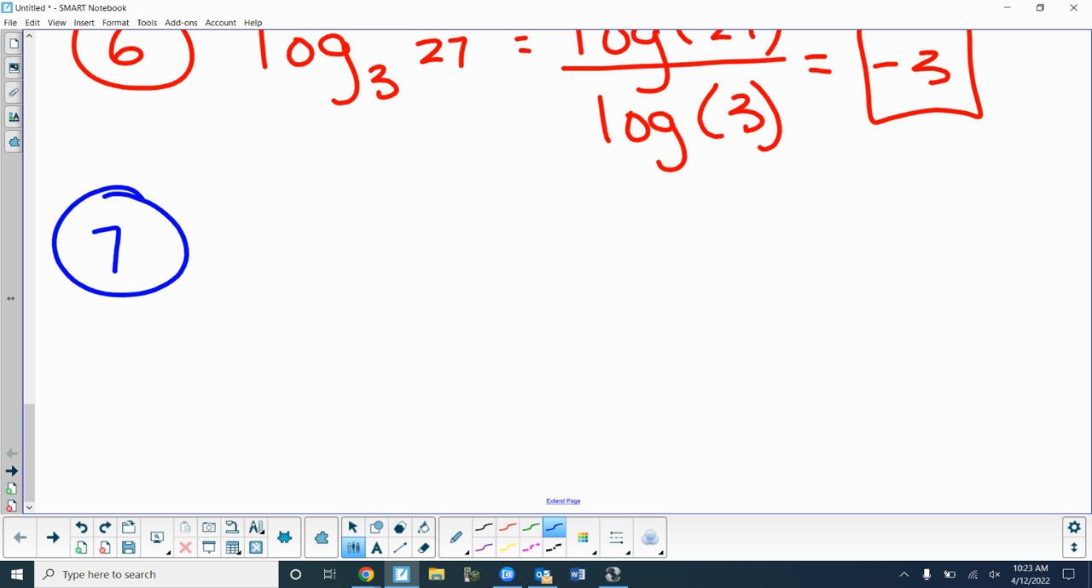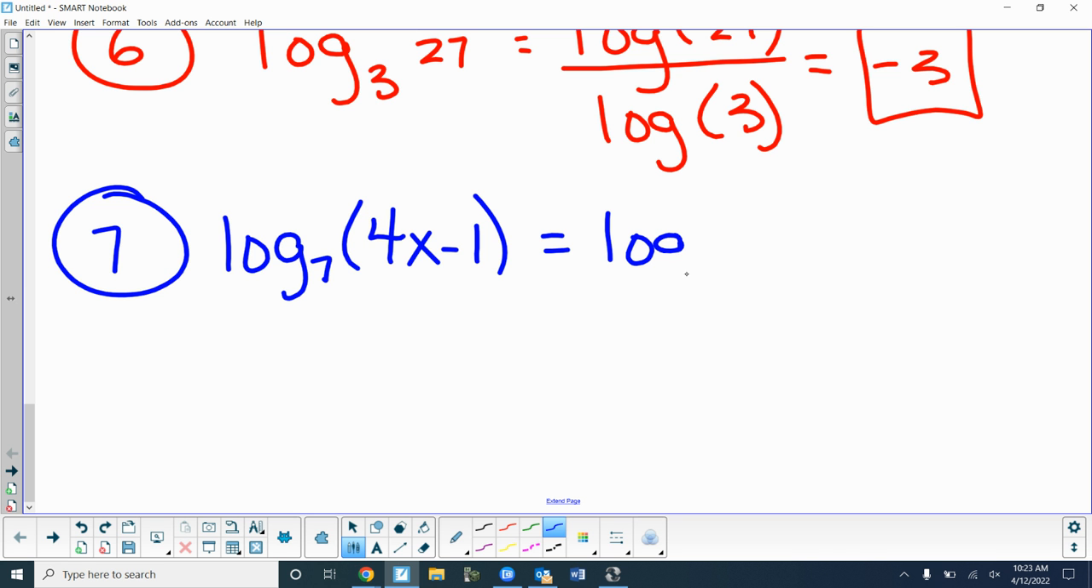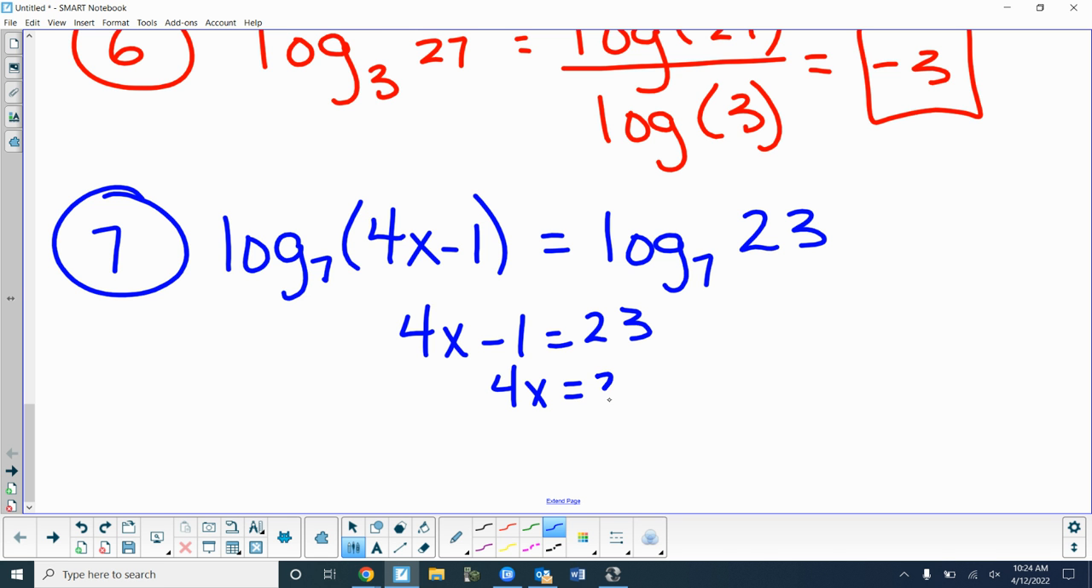Number 7, we're solving an equation. I have a log on each side. So these are really easy. Why? Can you just get rid of it? You just get rid of the log. If the log base 7 of 4x minus 1 equals the log base 7 of 23, that means 4x minus 1 has to equal 23. So add 1 and divide by 4, and you get 6, right?